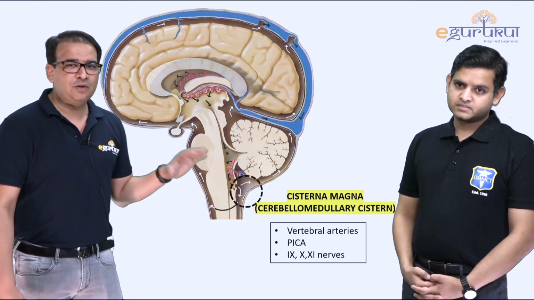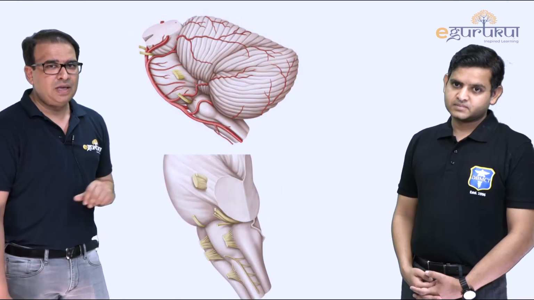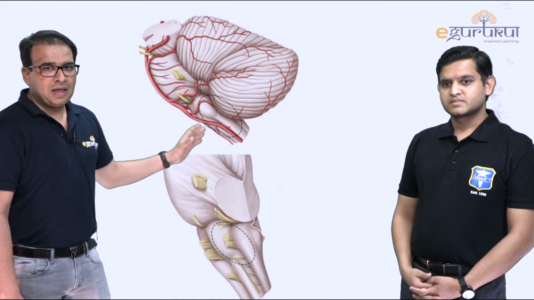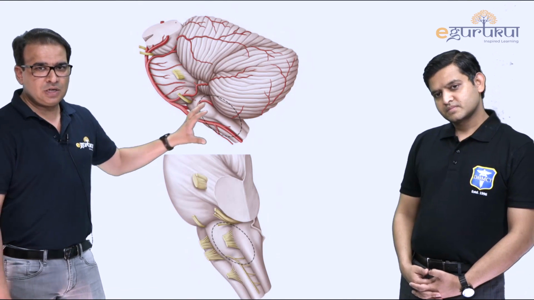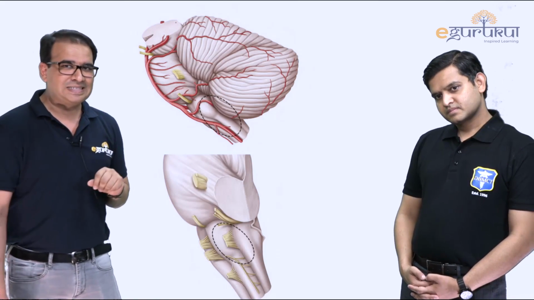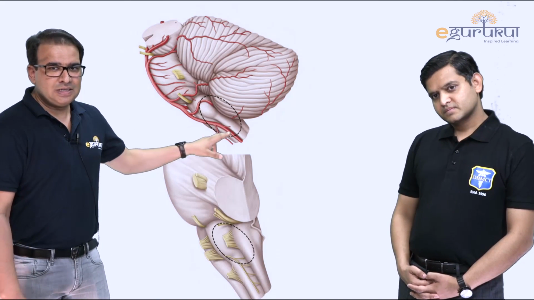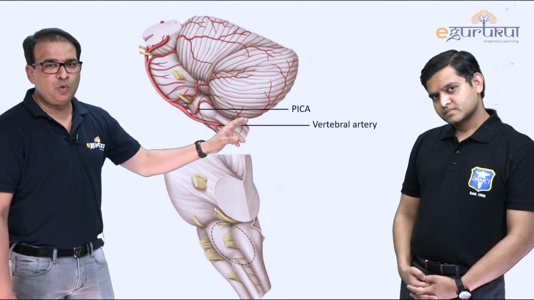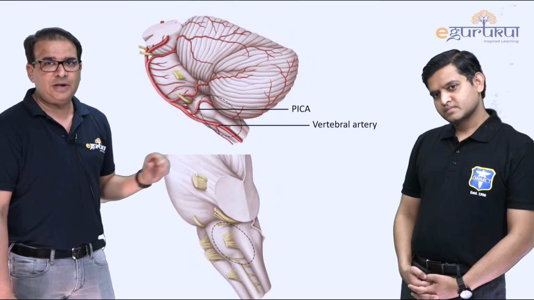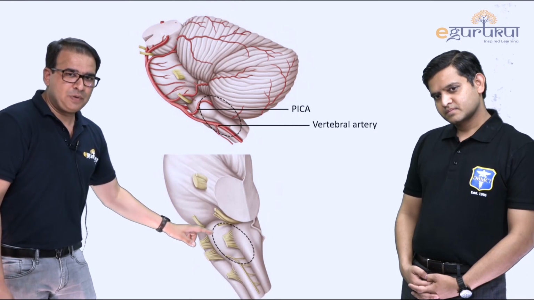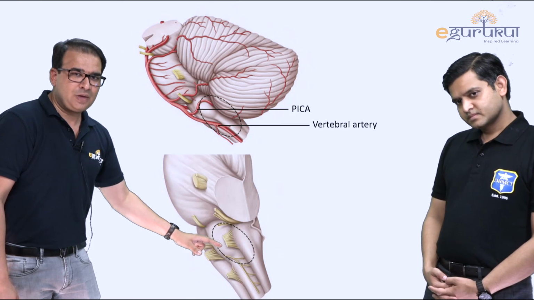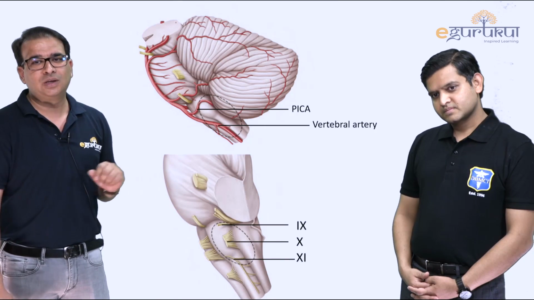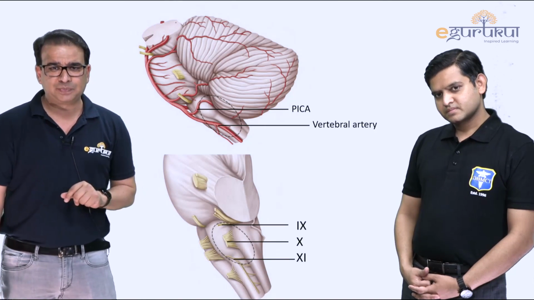Just to have more insight of this cisterna magna, if we see the brainstem in the lateral view, here's a picture showing the vertebral artery. These dotted circles are showing you the region of the cisterna magna. In the picture above, you can appreciate the vertebral artery and the branch of the vertebral artery going backward, the posterior inferior cerebellar artery, the content of this cistern. And in the picture below, you can appreciate the olive and the nerves coming out lateral to the olive. The 9th, 10th and 11th nerves are also considered content of this cisterna magna.